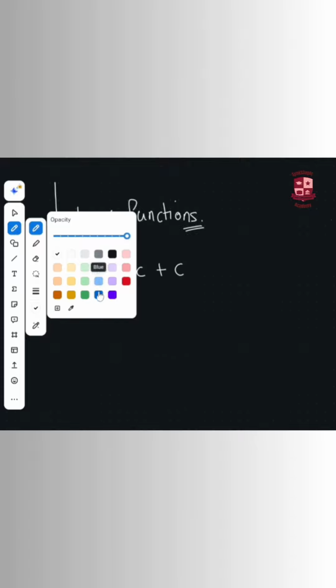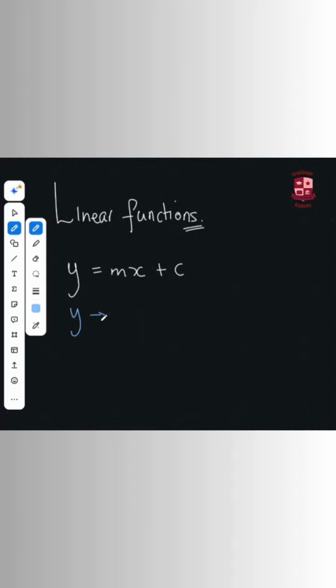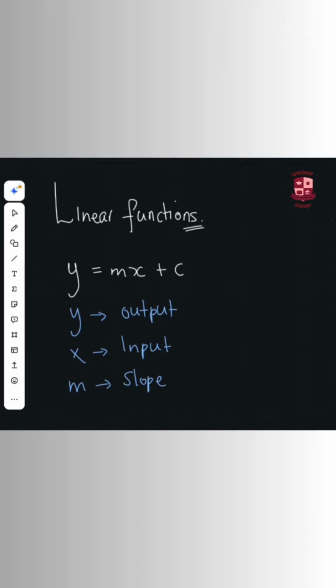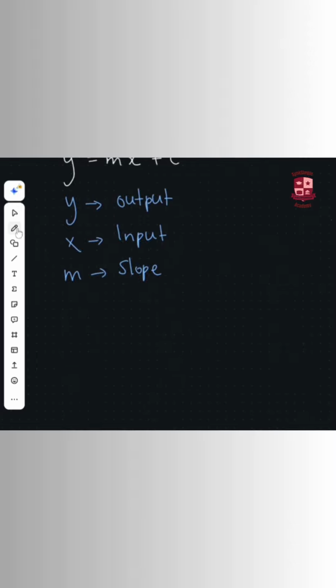where y is our dependent variable or our output, x is our independent variable or our input, and m is our gradient or slope, and lastly c, which is our y-intercept.